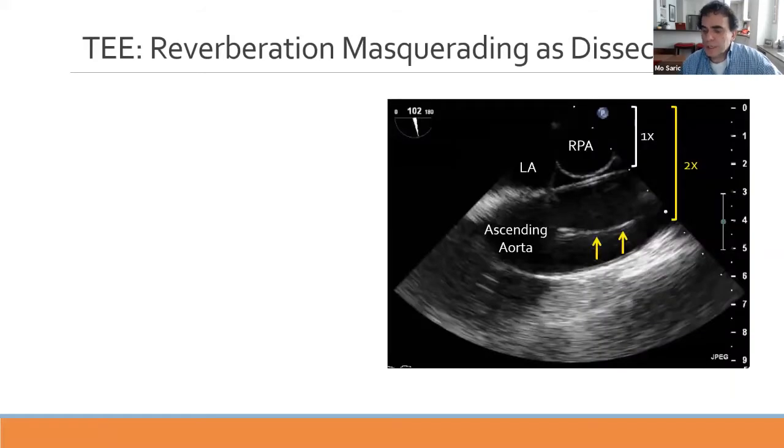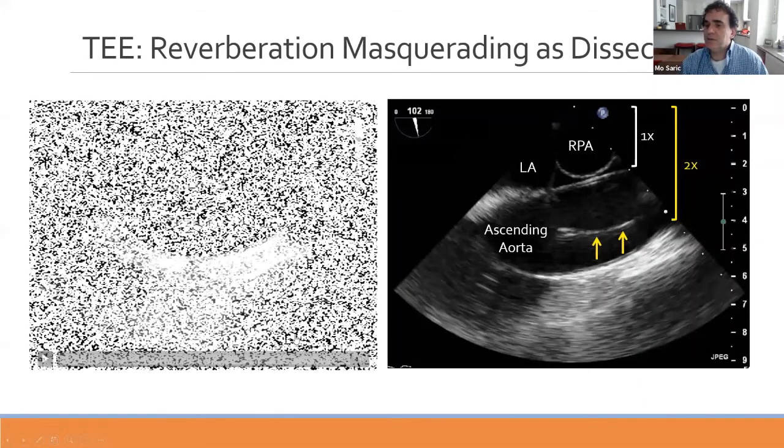It is also extremely important not to confuse this dissection flap, this independently mobile, undulating echo density, with the masquerader of type A dissection, which is the reverberation artifact. And here, this is a typical reverberation artifact from the aortic wall into the cavity of the ascending aorta. It's twice as deep, consistent with the reverberation artifact.